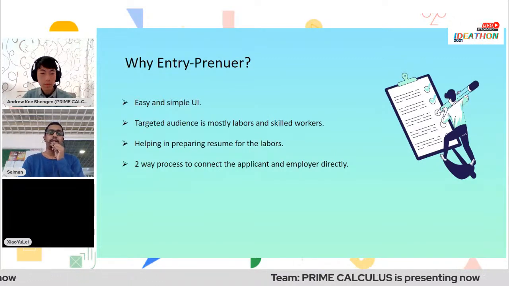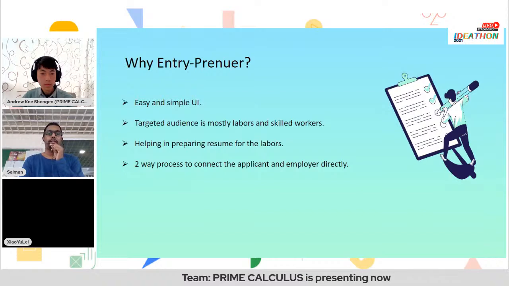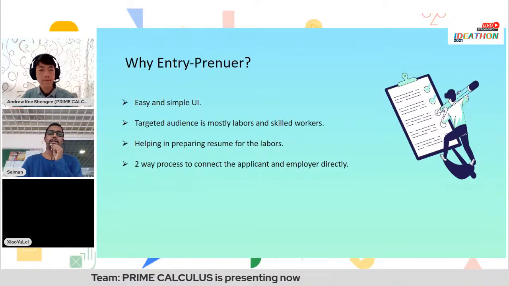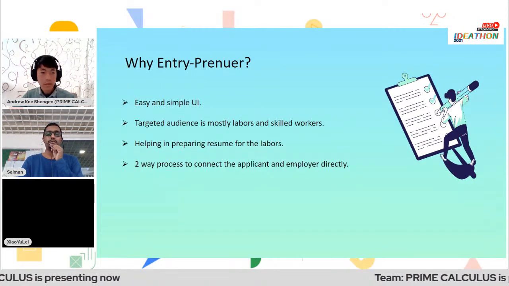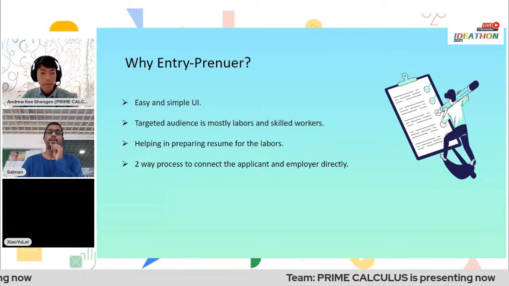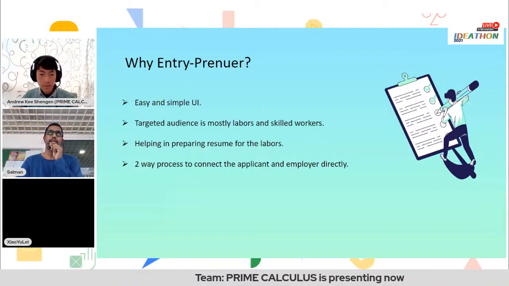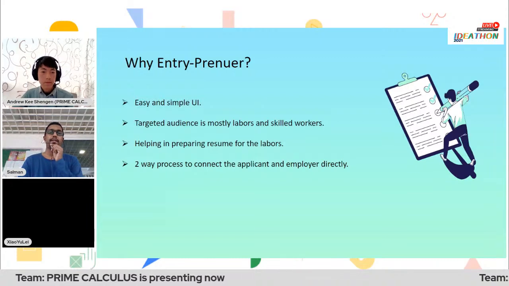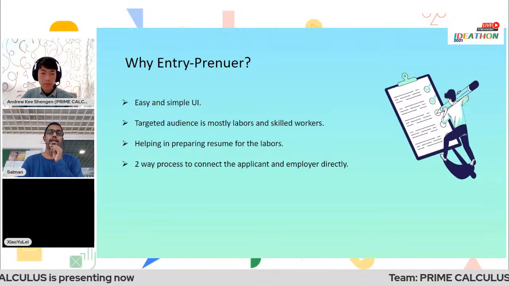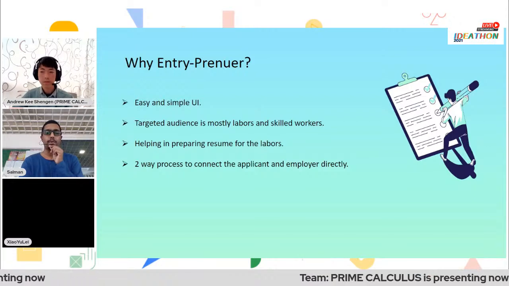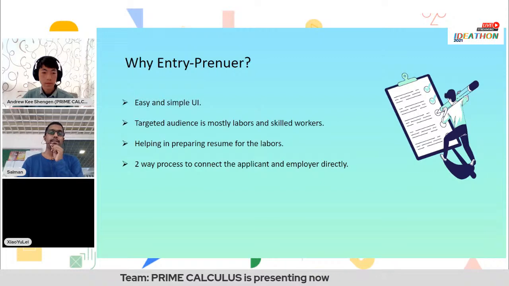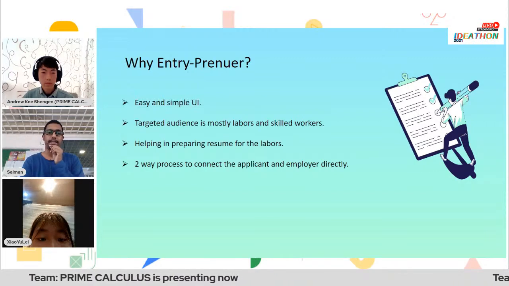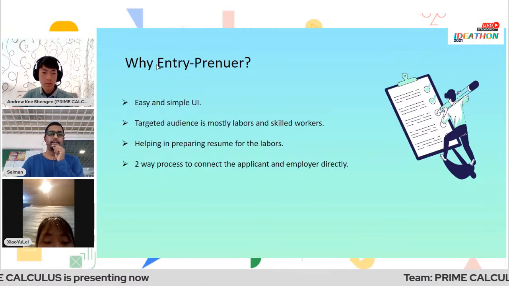So why Entrepreneur? Entrepreneur is different because we use a very easy and simple way, because the laborers and the skilled workers will be using it mostly. Also, we don't just help them find jobs, we also help them prepare a resume. This will be done using a general template included in the website, or they can fill in the details provided on the website. It's a two-way process, so both the applicant and the employer can connect to each other directly. Next.